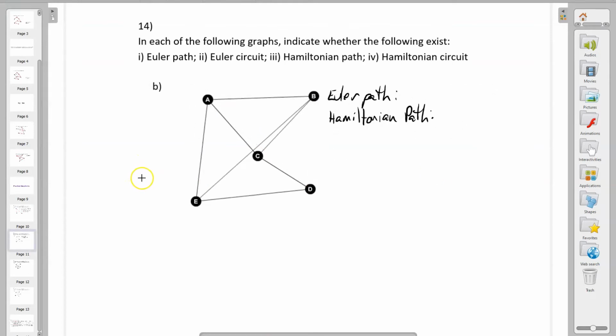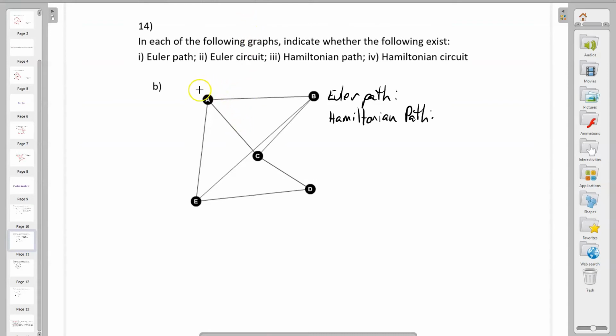Let's try a more complex graph. Let's look for an Euler path. Is an Euler path going to be possible? We look at our rule, and we have to have exactly two vertices with an odd degree. Here I've got A with 3, E with 3, but C also has 3, and so does B. In that case, we know we don't have an Euler path, and if we don't have an Euler path, we're not going to have an Euler circuit either.